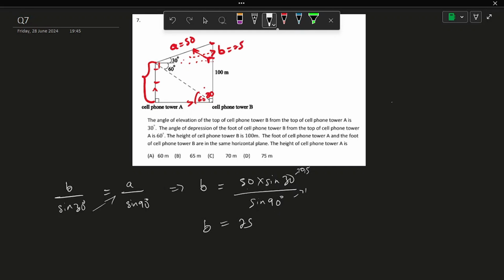Now, to find cell phone tower A, we saw that cell phone tower A is equal to this portion of the diagram. It's equal to this portion. But this whole portion is equal to 100 meters. So to get this small portion, we're going to say 100 minus the value of B. And the value of B is 25, which means the height of cell phone tower A is actually 75, which is D.